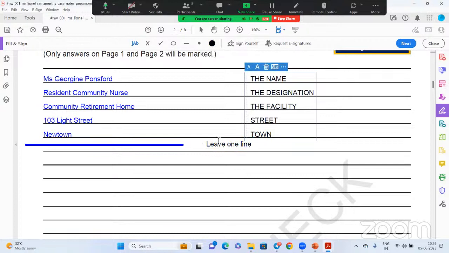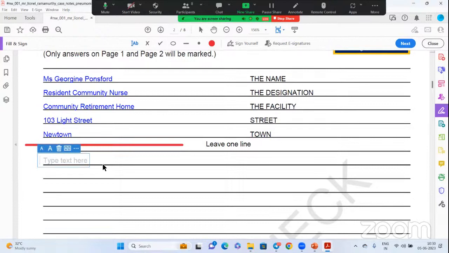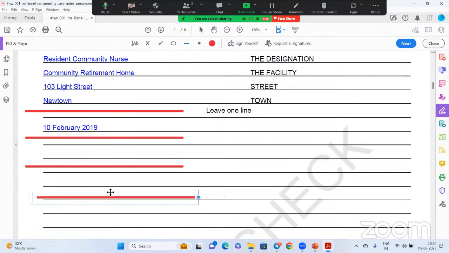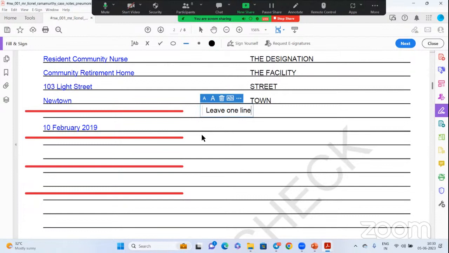So this blue is very important. That's why I gave you blue color there. This I'm giving red color, so differentiate. Next one is the date. You will write the date here. This blue one only will go into the letter. So that is the date: 10 February 2019. Then again you leave another line here. Leave one line here.